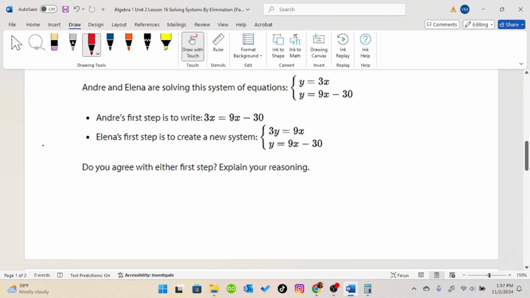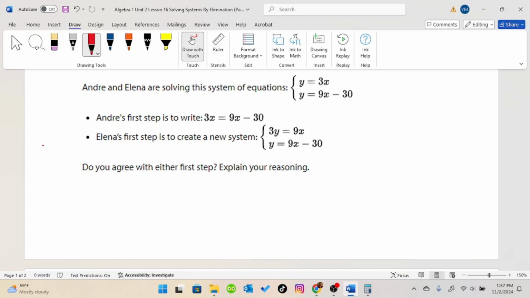Practice problem number 3. Andre and Elena are solving this system of equations. Andre's first step is to write 3x equals 9x minus 30. Elena's first step is to create a new system. Do you agree with either first step? Explain your reasoning.